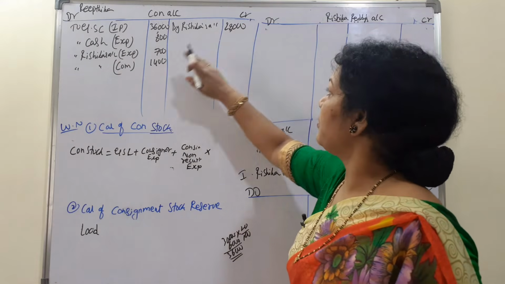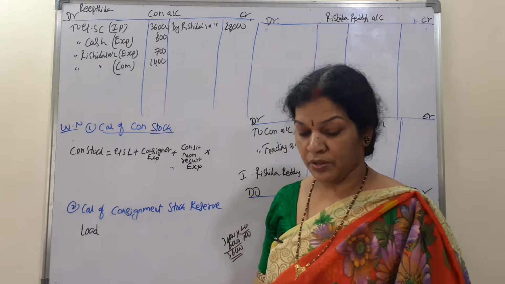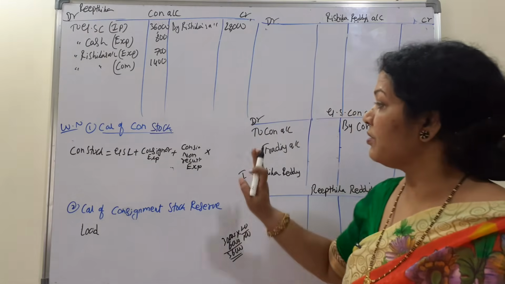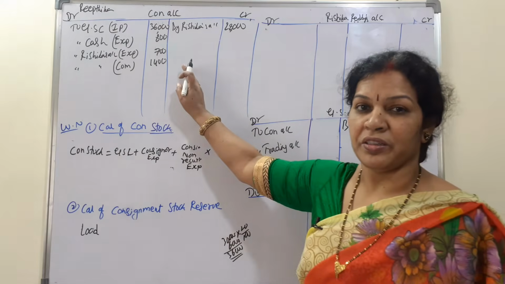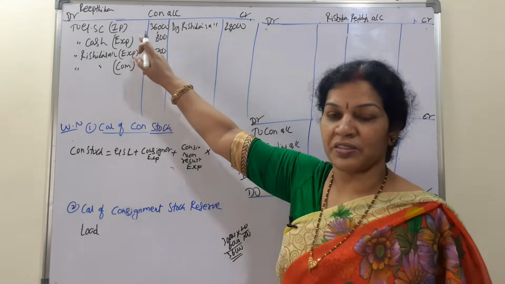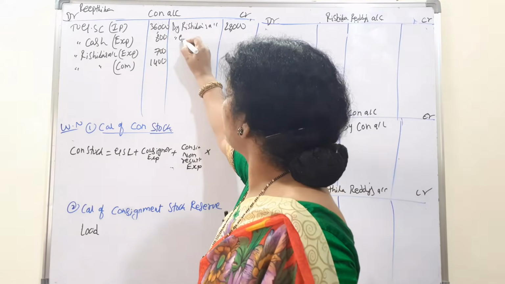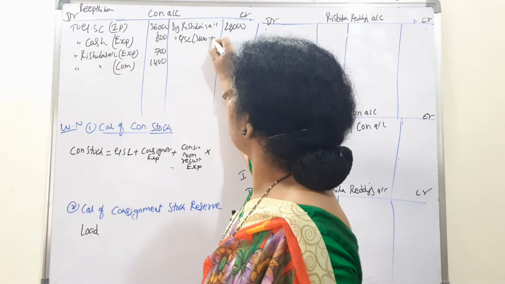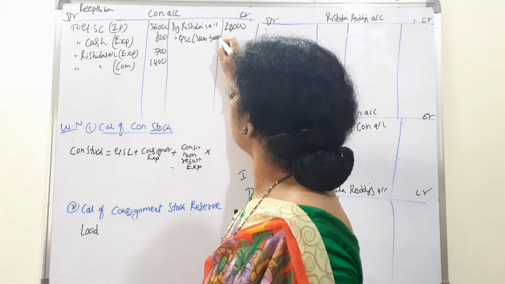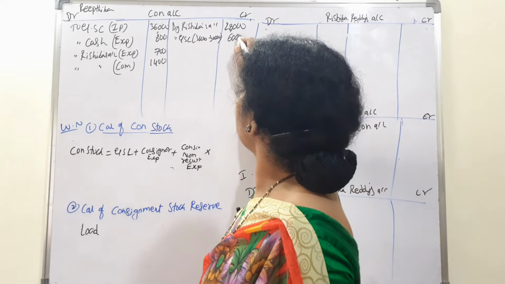2,800 at 10%, 5% is 1,400. Now what else? That's it. This is the problem. First of all, the loaded amount we'll write on the credit side. Invoice price, so the loaded amount is goods sent on consignment, 36,000 minus 30,000, it is 6,000.